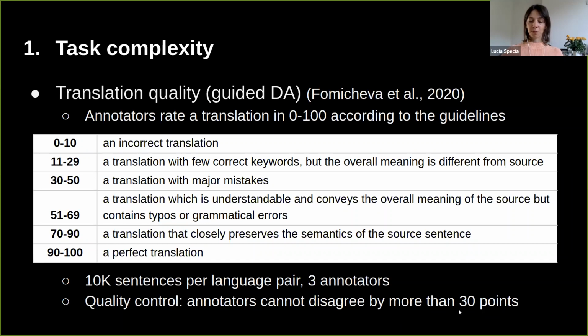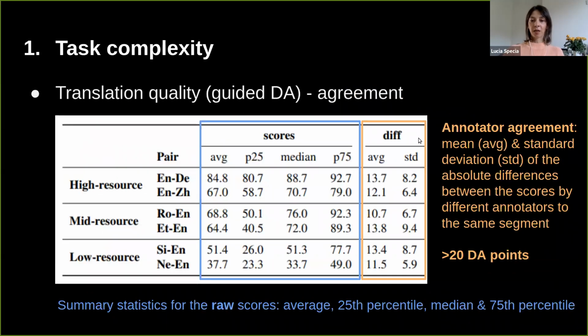So we thought this was pretty good, and we're going to get a data set with high agreement. When we actually measure, and remember this is a continuous score, what we do here is essentially we take the mean of the 3 annotators and we measure standard deviation. So if you look at this orange bit of the table here, what it's saying is that for different language pairs, let's say English, German, on average, the 3 annotators deviate 13 points with a standard deviation of 8.